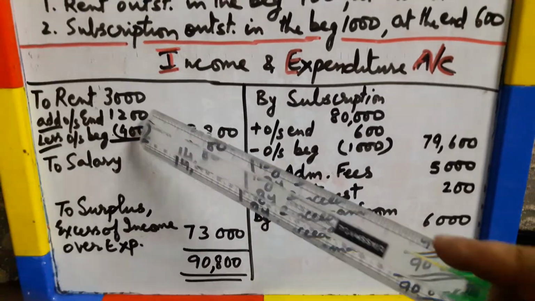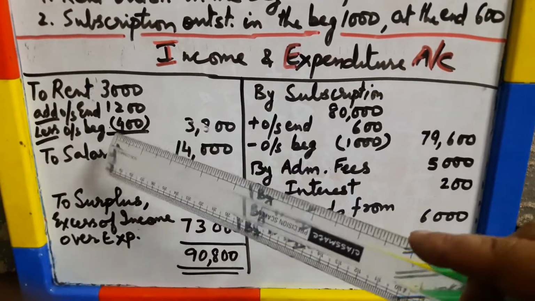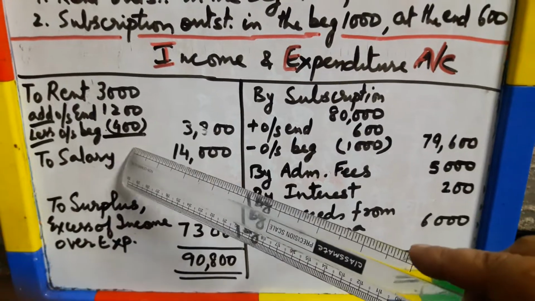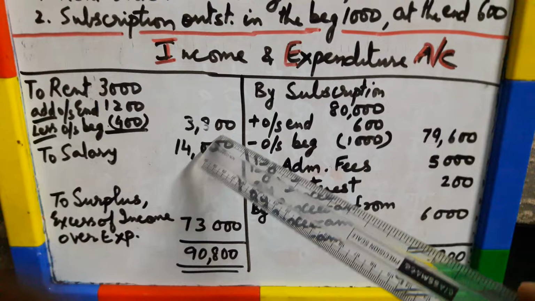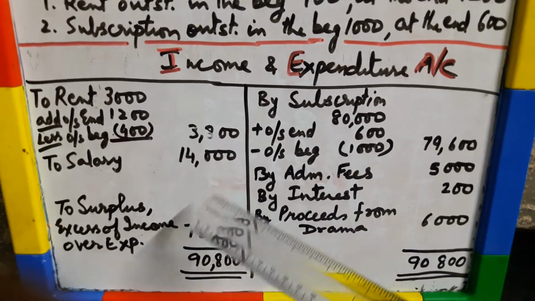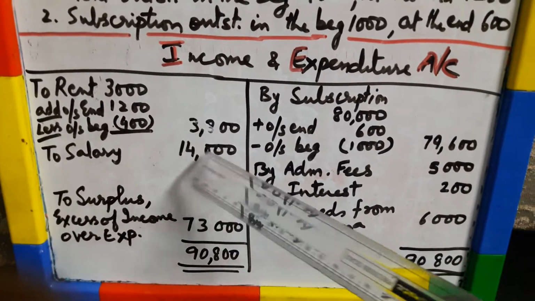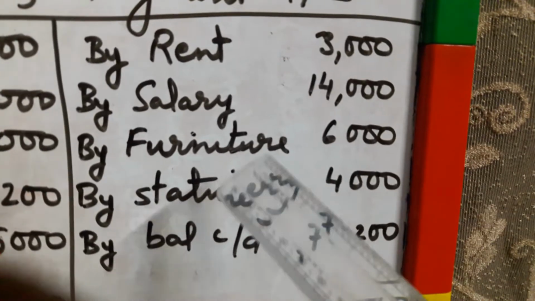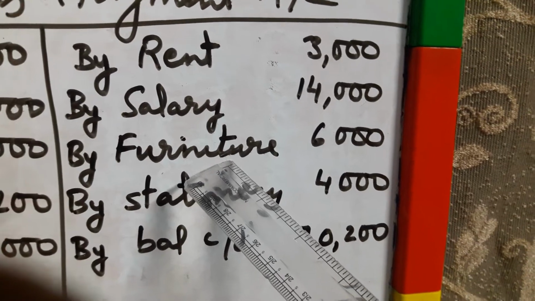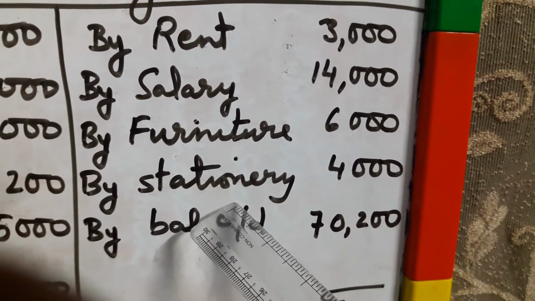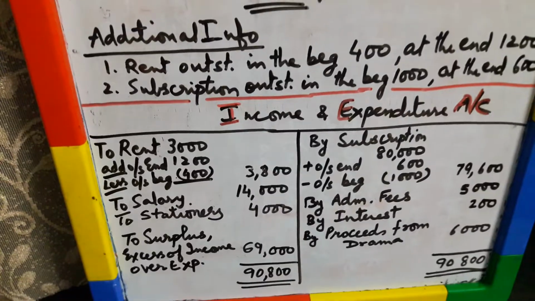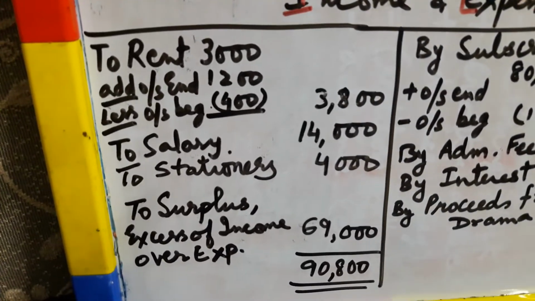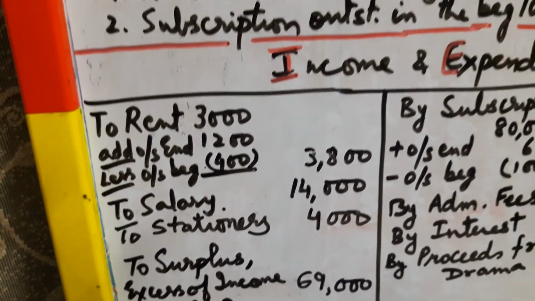So, let us begin. Rent is given 3,000. Outstanding at the end will be added. Outstanding in the beginning will be subtracted. So, you will get 3,800, I believe. Okay, then salary, there is no adjustment, so it will go 14,000. Any other expense will go? Will furniture go in income and expenditure? No, it is an asset. Stationery, yes, stationery should have gone there. So, I have shown stationery 4,000.